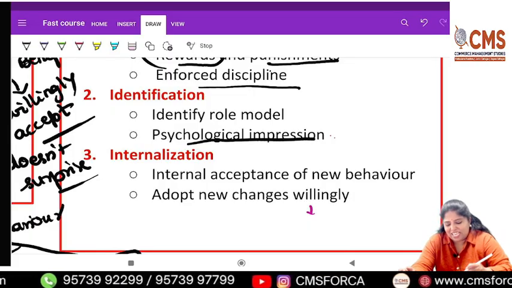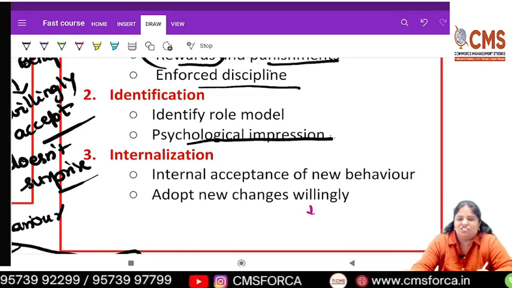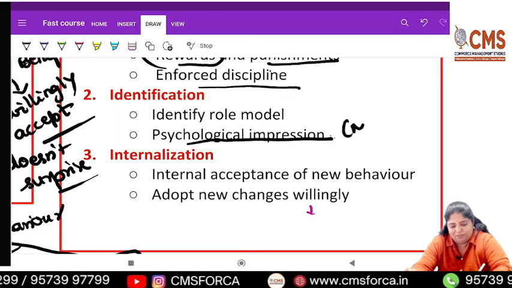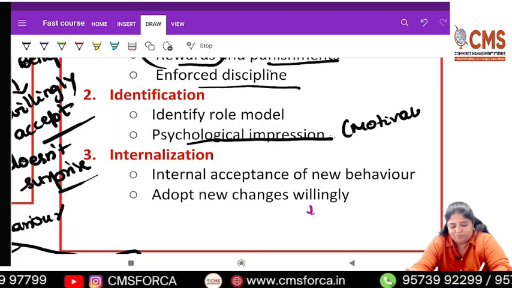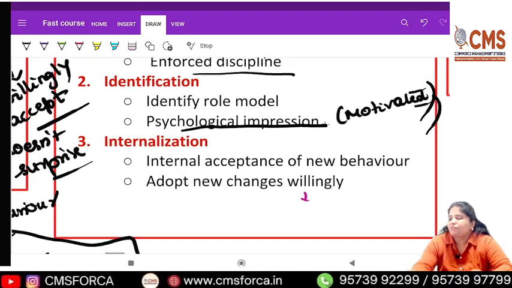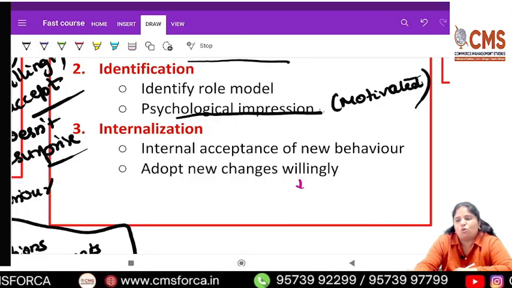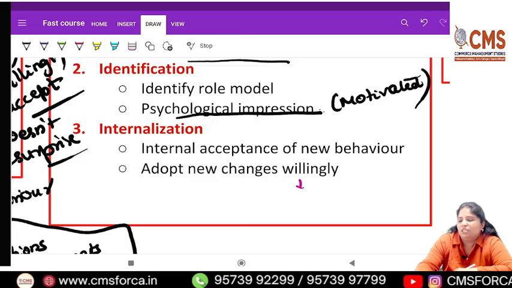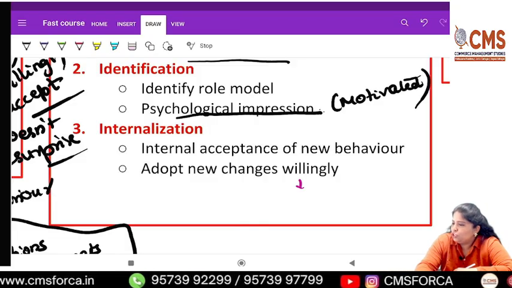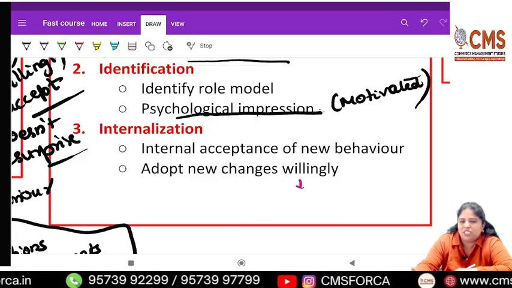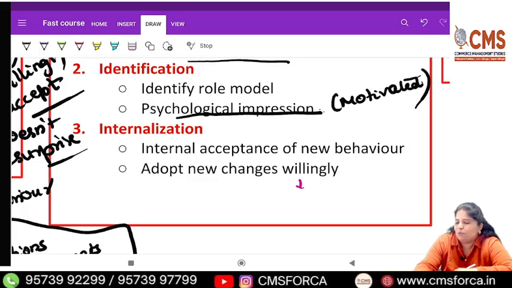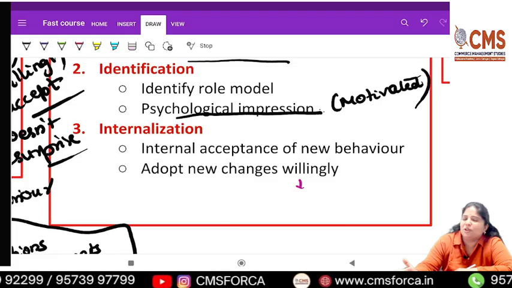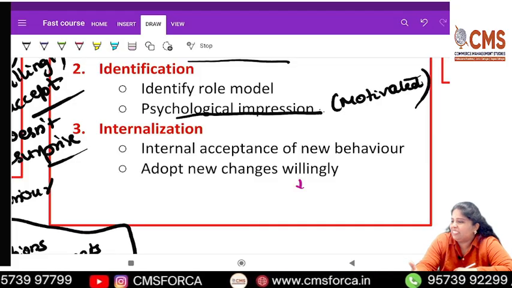So it creates a psychological impression. They get motivated. Let's next talk about internalization. Compliance is one approach: punishments, rewards. You are disciplining your employees, or you are showing them a role model who will try to motivate them.